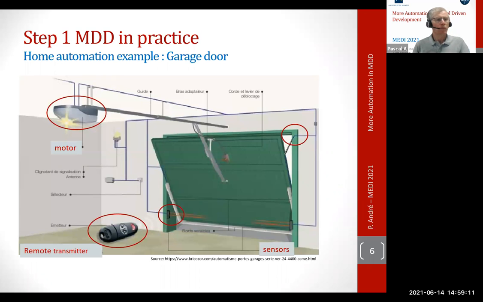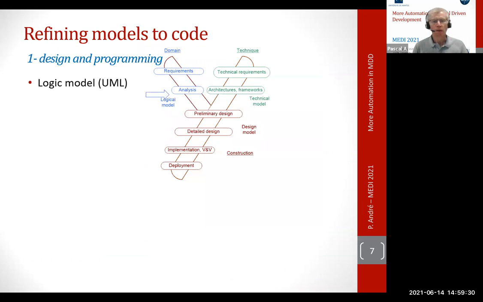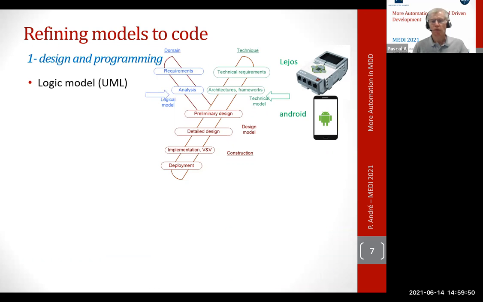It is a simple home automation example, a garage door with a motor, sensors, and controlled by a remote transmitter. We are interested in the software part, for which we provided a logic model described with UML. This model is a result of the analysis stage, which represents the left part of the Y process here. The right part in green represents the technical environment, which includes here LEGO EV3 robots running on the Lejos Java framework and Android for the remote control.